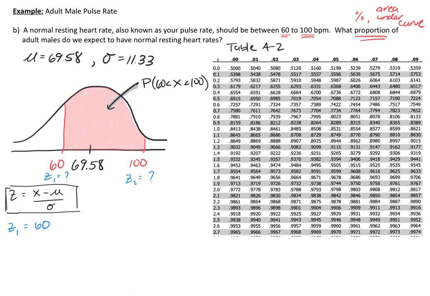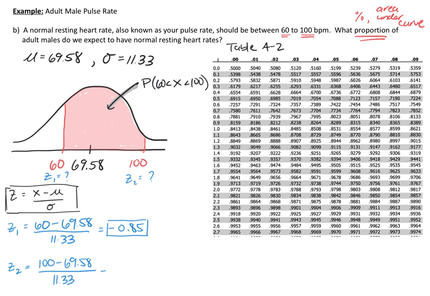To calculate this, that's 60 minus the mean value divided by the standard deviation. Stick that into your calculator, and we should expect a negative z-score, which it is, negative 0.85, because 60 is on the left side of the mean value. Now let's do the same thing to find the z-score for a pulse rate of 100. That calculation is 100 minus the mean pulse rate divided by the standard deviation. Because 100 is on the right-hand side, we expect a positive z-score, which it is. It's 2.68.